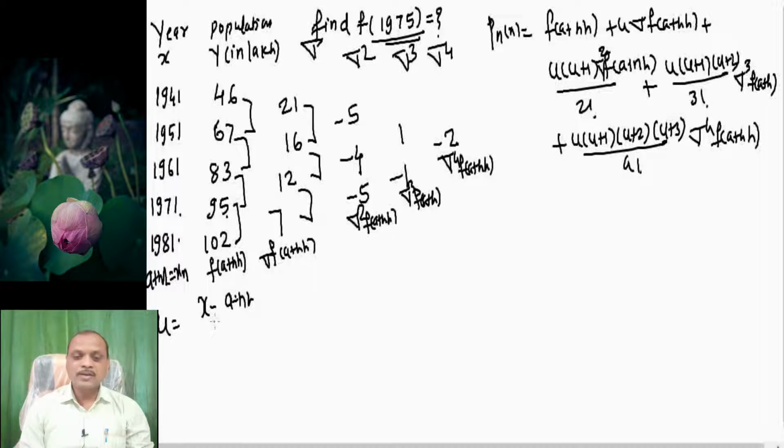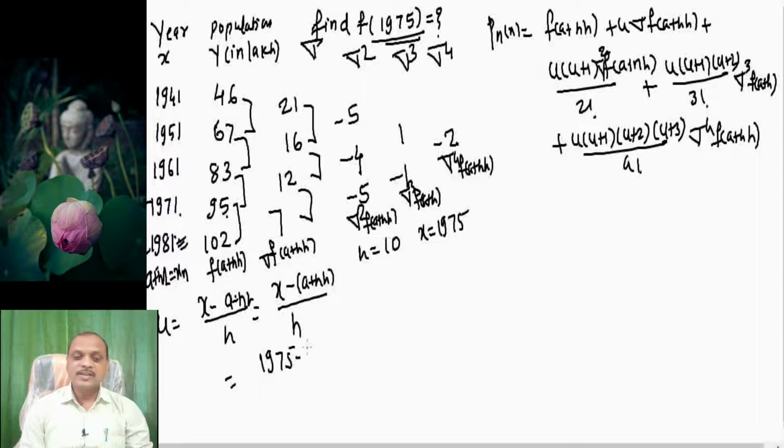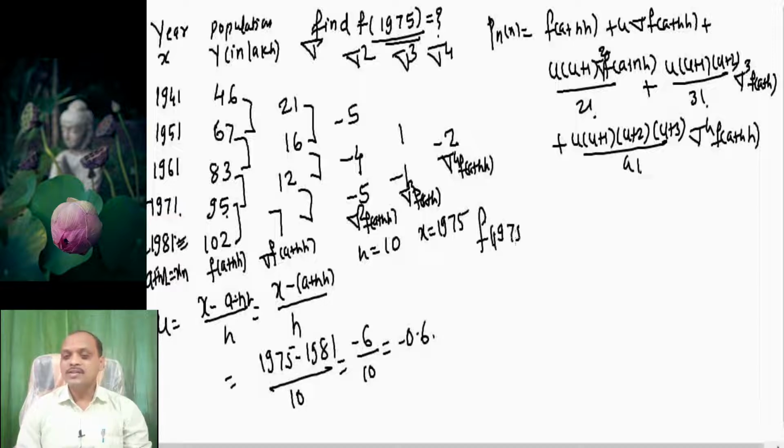So first we find u. u equals (x minus (a plus nh)) divided by h. Now see the difference of these two: h is equal to 10, x is the required value, that is x equals 1975, and a plus nh is the last value, 1981. So u equals (1975 minus 1981) divided by 10, equal to minus 6 divided by 10, equal to minus 0.6. This is the value.